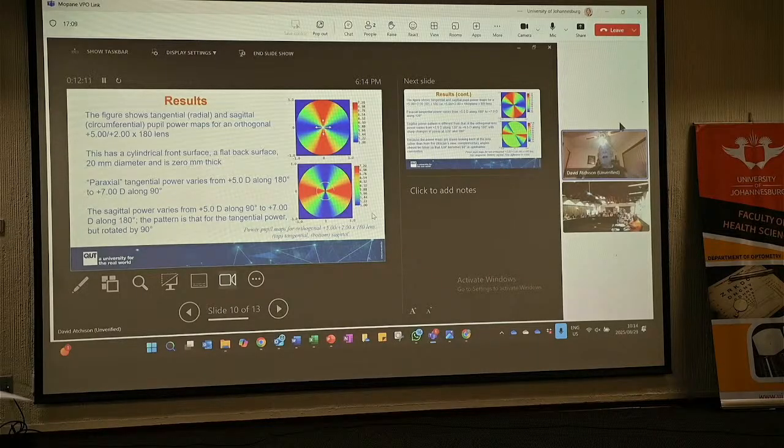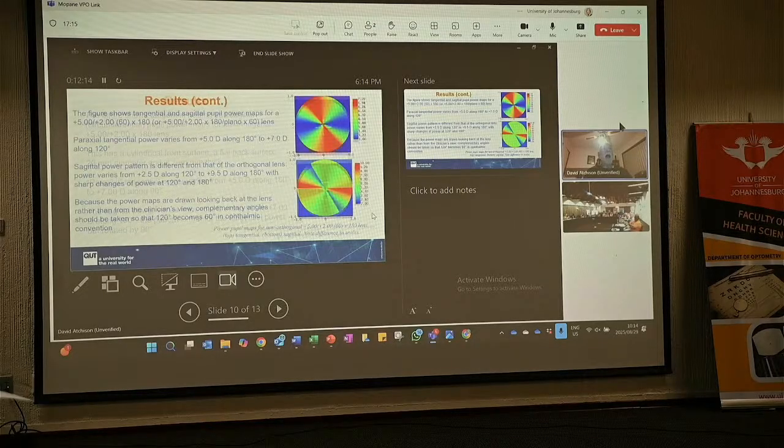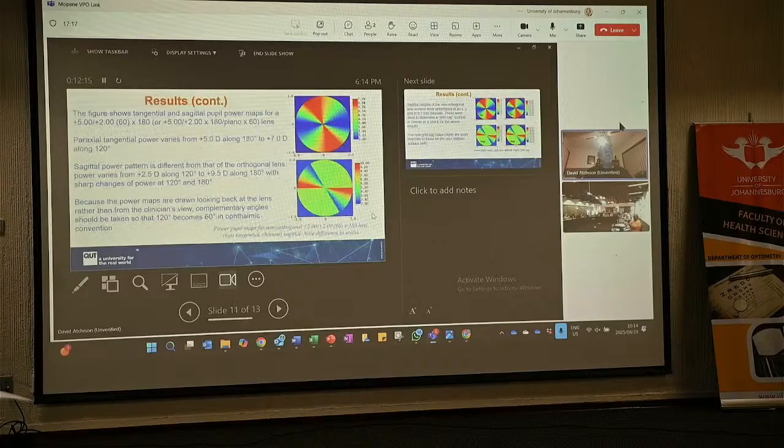Now let's look at the same lens, except that now it will be in a non-orthogonal form, and we're going to set the distance between the meridians as 60, or if you like, 120 degrees. So this is the lens that we're showing here. So 5 dioptres here with the 2-dioptre cylinder, bracket 60 degrees times 180. And this is what you get now.